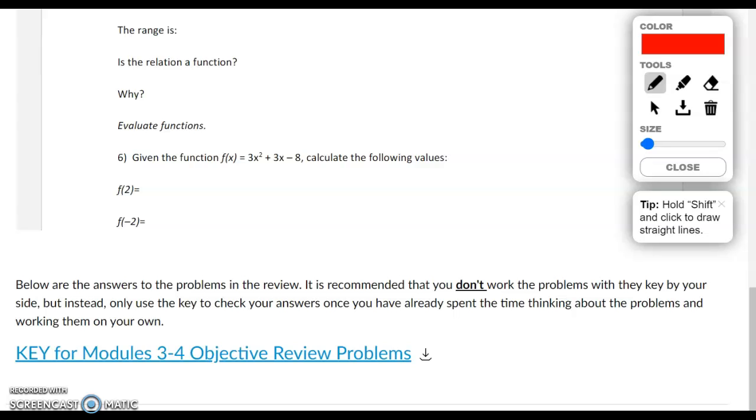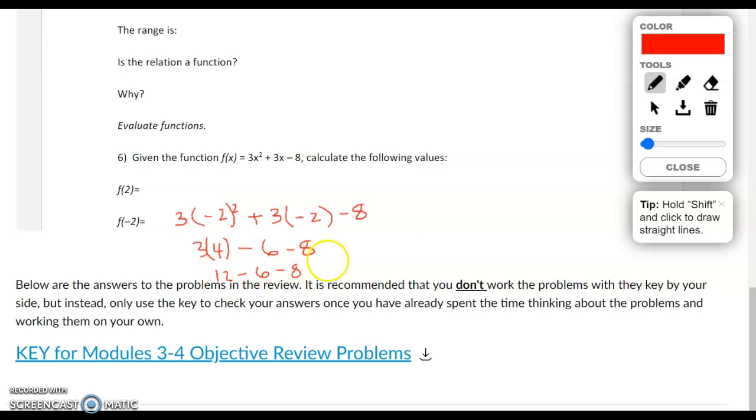We've got to calculate these values. I want to mainly focus on this f of -2. This is a very commonly missed error I see. When you substitute in the number, you need to make sure you use parentheses. So 3 times parentheses -2 squared plus 3 times -2 minus 8. So -2 squared we get 4 times 3. 3 times -2 will give us -6 minus 8. So 3 times 4 is 12 minus 6 minus 8.